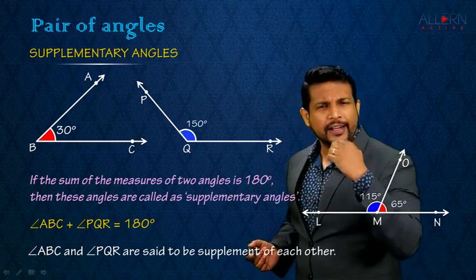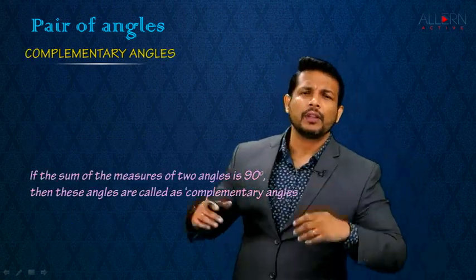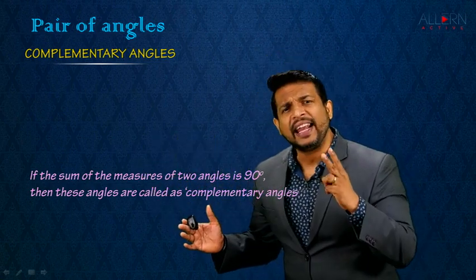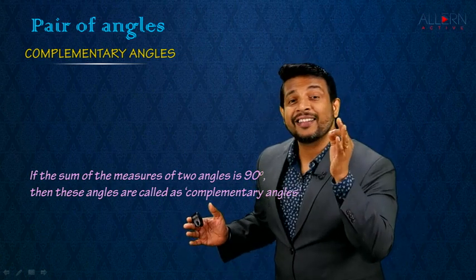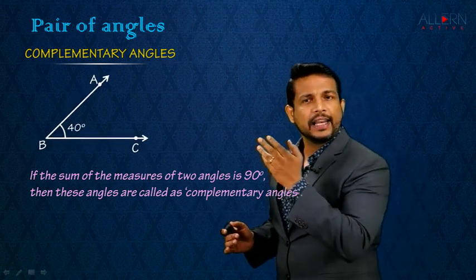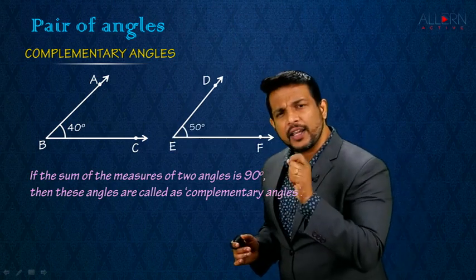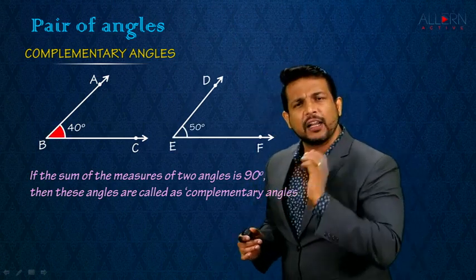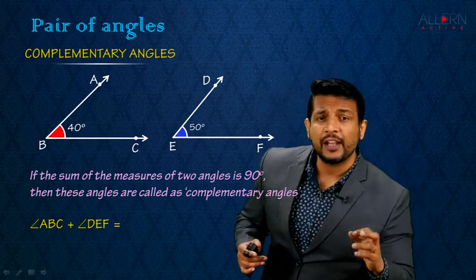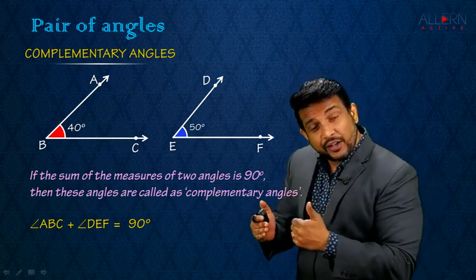Yes. Let's learn the other pair of angles, that is complementary angles. That's again very simple. The definition goes like this. It says that if the sum of the measures of two angles is 90 degrees, then the angles are said to be complementary angles. So that's so simple. Let's have an angle whose measure is 40 degrees, name is angle ABC, the other one is angle DEF, its measure is 50 degrees. Let's add it up, angle ABC plus angle DEF. That means 40 degrees plus 50 degrees, how much is that? 90 degrees. That means their sum, addition is 90.